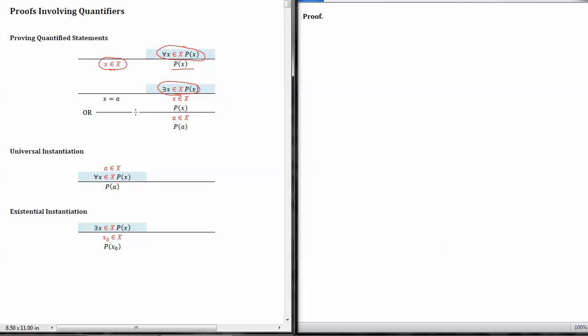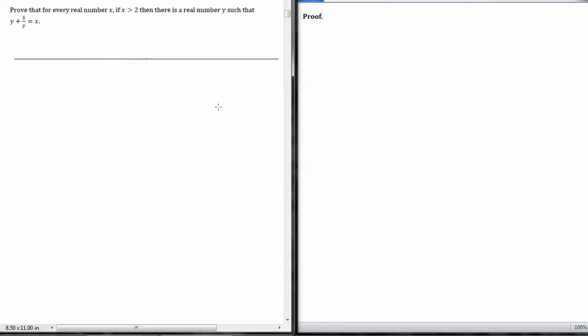And the way we do it is we say what we think a good value of x is, represented by a here, but we'll see what it is in our case. And then for that particular value of x, we have to show two things, namely that it is in the set X and that P of x does hold for that value of x. Okay, so let's see how that plays out.